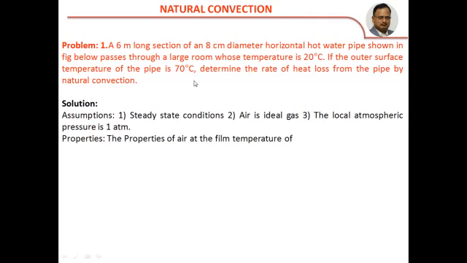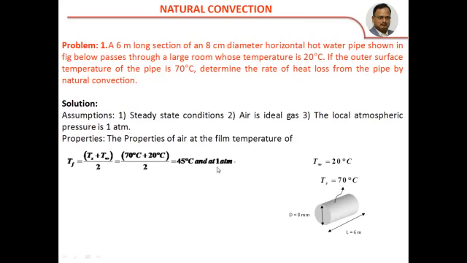So it is a problem related to a horizontal cylinder under natural convection. So we assume steady state and air is an ideal gas, etc. And the first step is to determine the film temperature. That film temperature is (Ts plus T infinity) by 2, which is (70 plus 20) by 2, 45 degrees centigrade. So at this 45 degrees centigrade, you have to extract the properties of room air.